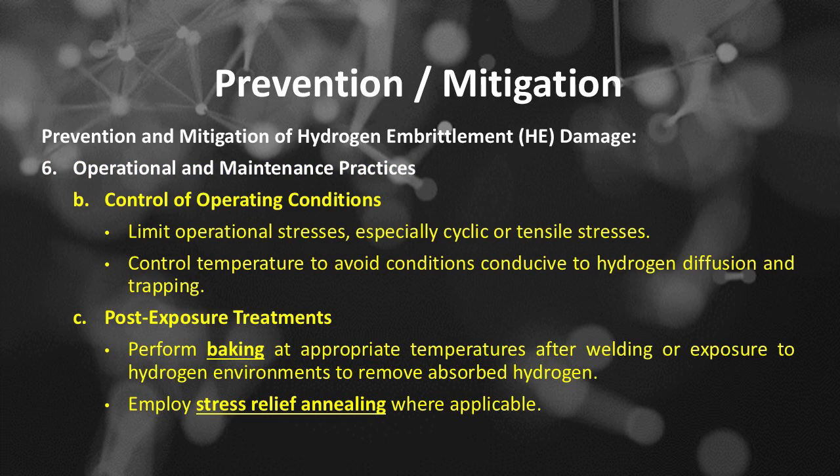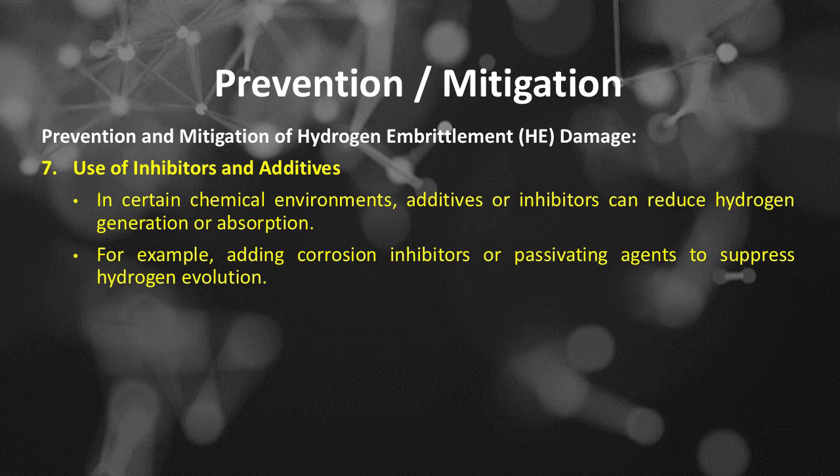Number B of operational and maintenance practices is control of operating conditions. Limit operational stresses, especially cyclic or tensile stresses. Control temperature to avoid conditions conducive to hydrogen diffusion and trapping. Number C of operational and maintenance practices is post-exposure treatments. Perform baking at appropriate temperatures after welding or exposure to hydrogen environments to remove absorbed hydrogen. Employ stress relief annealing where applicable. Prevention and mitigation of hydrogen embrittlement or HE damage.